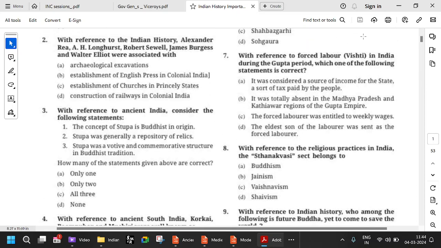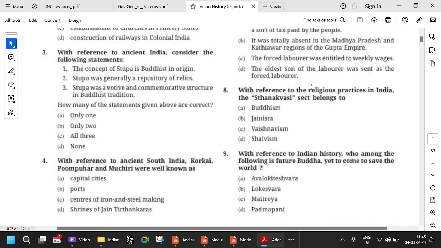So with reference to forced labor. Forced labor means Vishti. It's a very important question. Forced labor is called Vishti. So people are doing labor, but they are not being paid. So you can say that it is a source of income only, right? It is a source of income. It is not absent, it is present. There are no wages. Whoever is doing the forced labor is not getting paid anything, and it was prevalent during the Gupta period, and it was considered a source of income for the state. It's a sort of tax paid by the people.